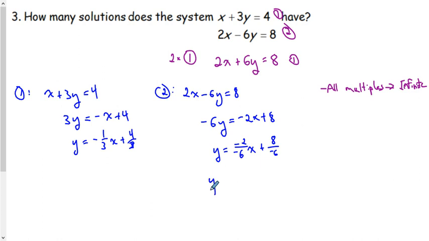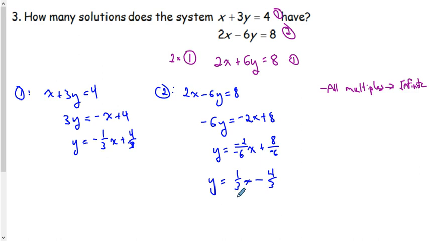Let's clean that up a bit. Negative 2 divided by negative 6, we could write that more simply as positive a third, because a negative divided by a negative is positive. And 8 divided by 6, we can simplify that a little bit. It's going to be a negative number. So I can subtract, and we can simplify that to be 4/3.